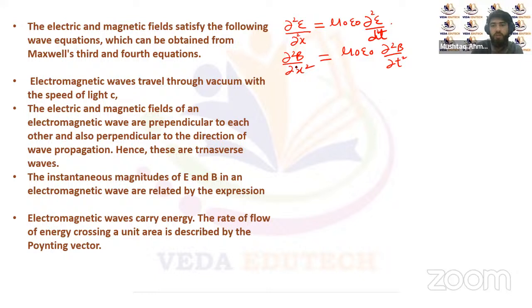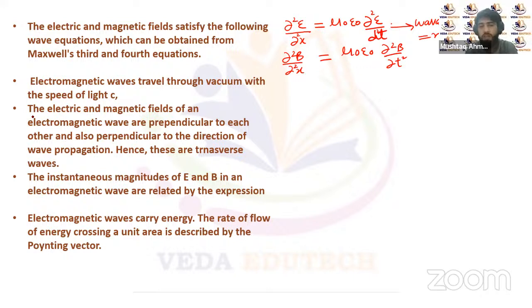This is the second derivative with respect to x. This is what we call the wave equation of the electromagnetic wave, right? So if we try to solve this wave equation, we can have different solutions for it, right?